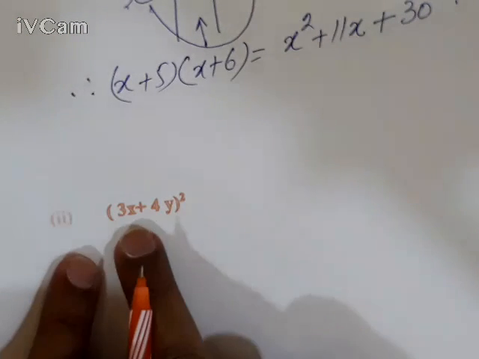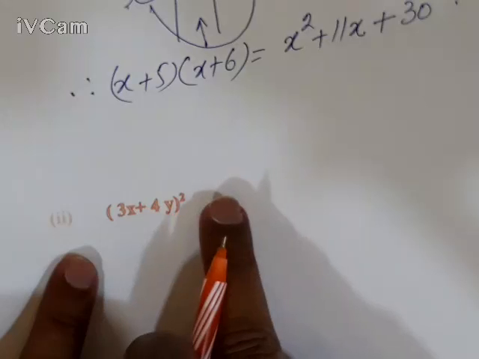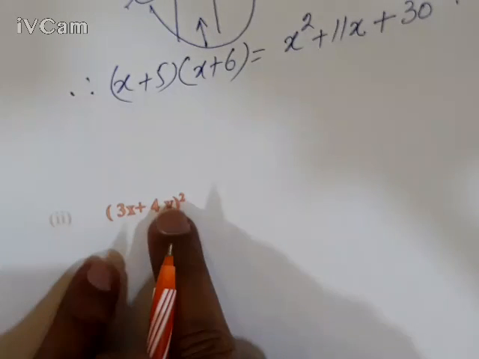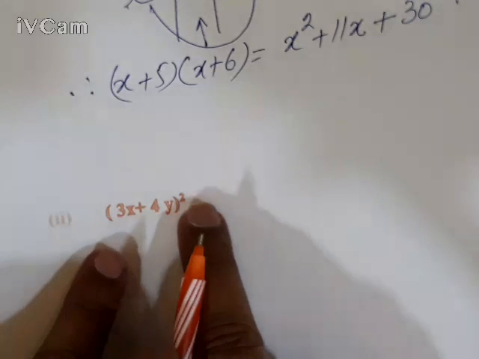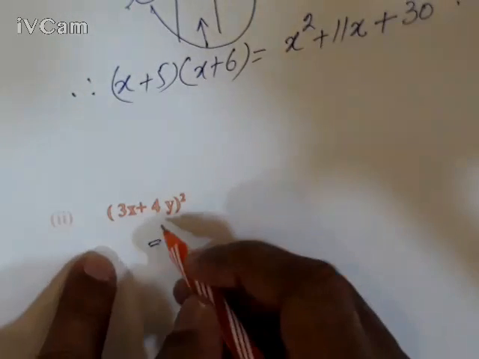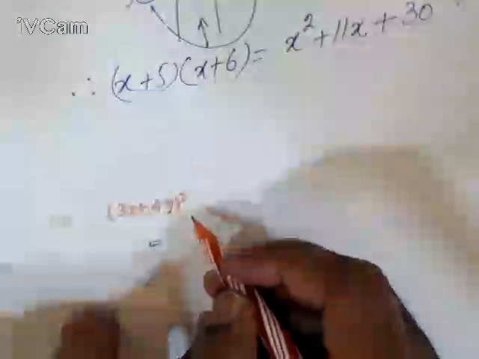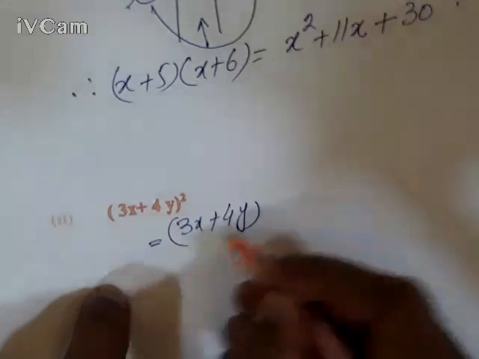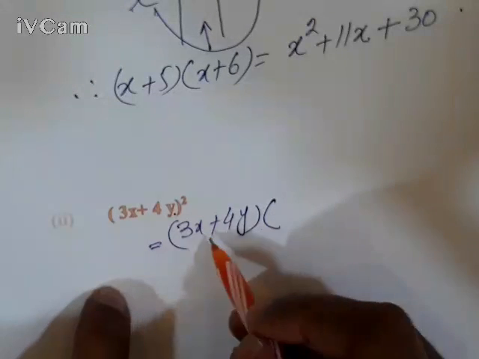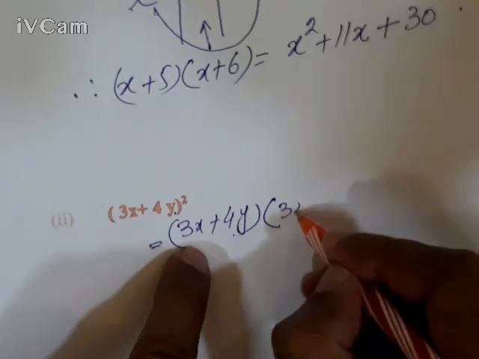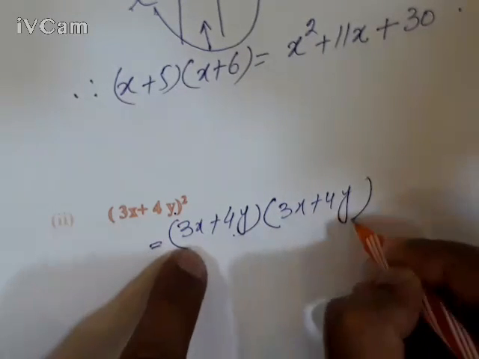30. Now the next question is 3x plus 4y bracket closed whole square. First of all, we have to write their square into same values. You have to split this value actually. So 3x plus 4y, write it 2 times because it is a square, so it can be split, and we will write 3x plus 4y.